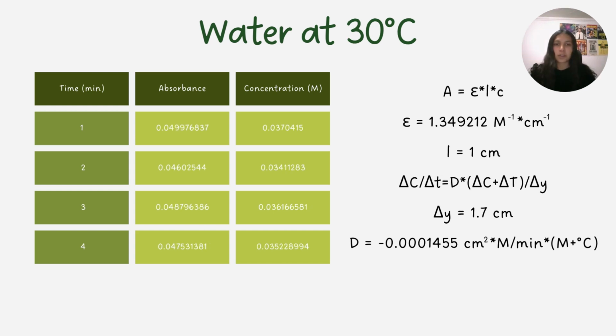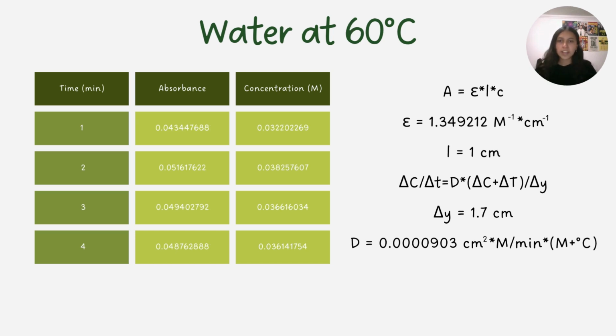In the case of water at 30 degrees Celsius, here we can see the results of the concentration over time and the diffusivity, which was minus 0.00015455. For water at 60 degrees Celsius, a diffusivity of 0.00000903 was obtained, despite the fact that the concentration increased over time.